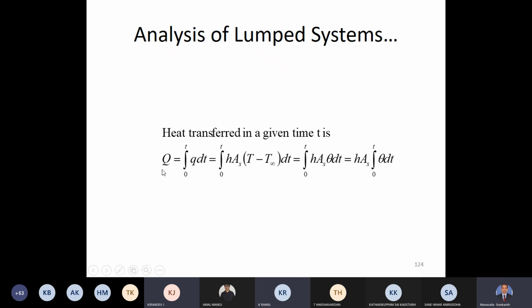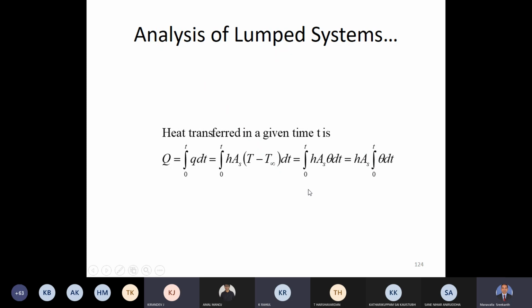Heat transferred is Q. Q is the integral between certain times, so from initial time 0 to a certain time, integrate Q dt. Q is hA delta T, this is the convection heat transfer, multiplied by dt. So you solve this and you will get this equation.